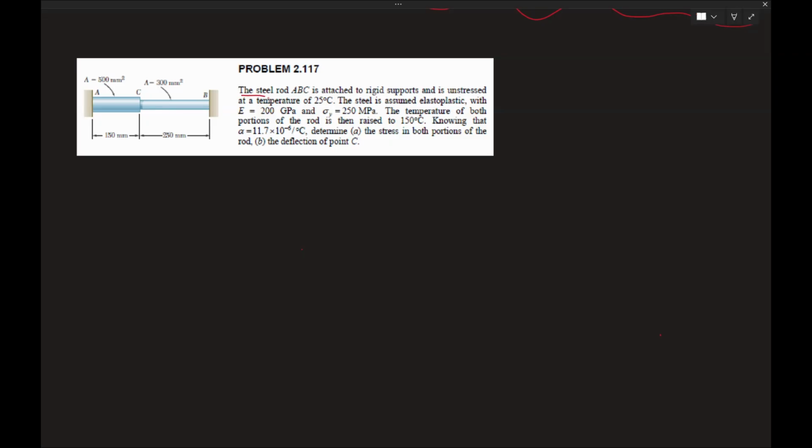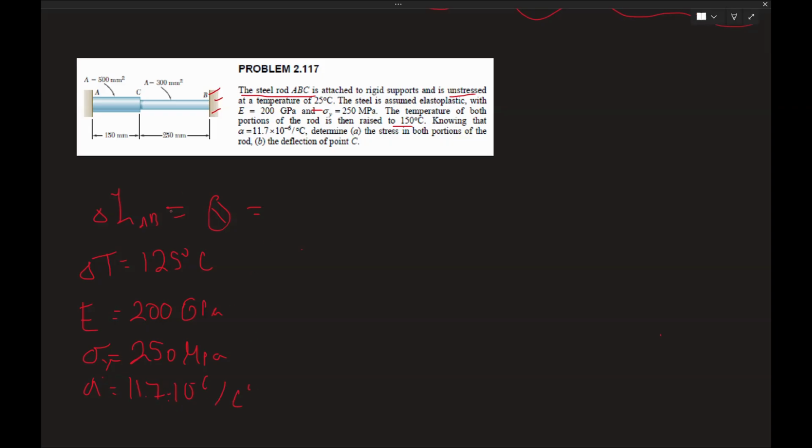So here you can see the steel rod ABC is attached to rigid support, so these don't actually move. So you know that the delta L for the whole beam AB is going to be equal to 0, and the temperature is 25 degrees, so it's unstressed at 25 degrees. The steel is assumed to be elastoplastic, and then it gives us the stats: delta T is equal to 125 degrees Celsius, E is equal to our regular 200 gigapascals, our sigma yield is 250 MPa, and that little constant is 11.7 times 10 to the negative 6 per degree Celsius.